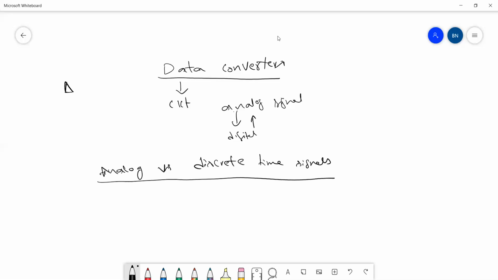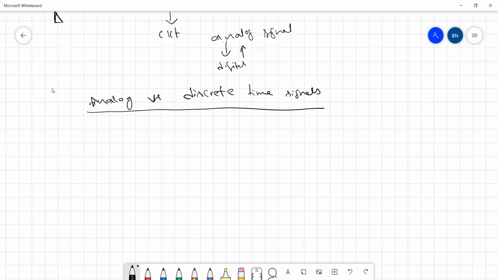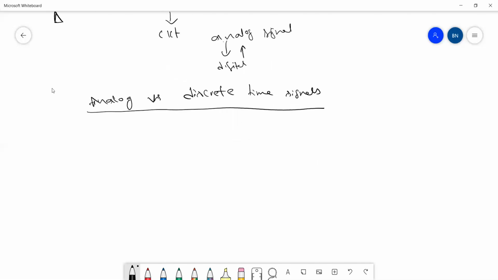Before that, as we have seen, there are majorly two types of data converters. One is the converter that converts analog to digital, which is known as the analog to digital converter, referred to as A by D converter or ADC. Similarly, the data converter used for the conversion of digital data into the analog representation is referred to as the digital to analog converter, taken as D by A converter or DAC.